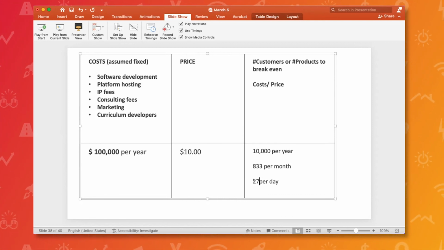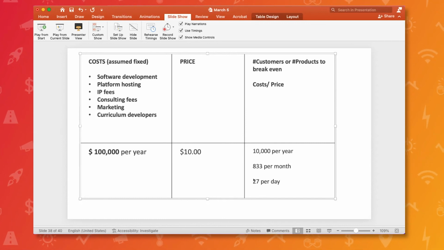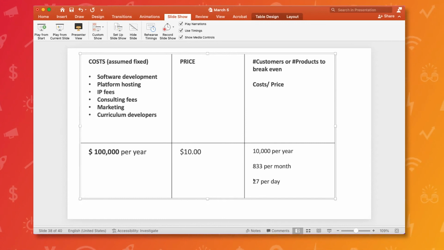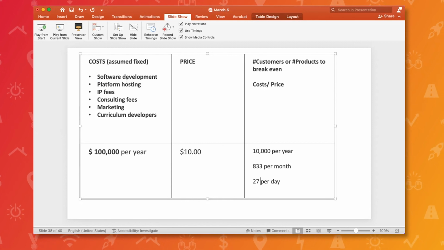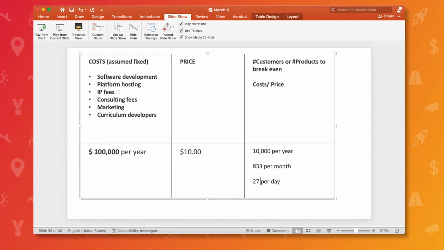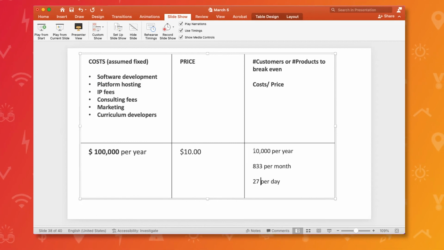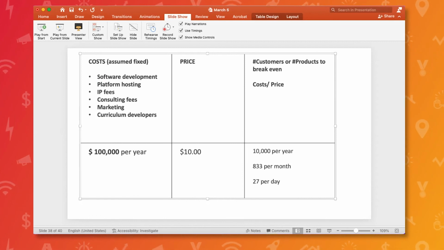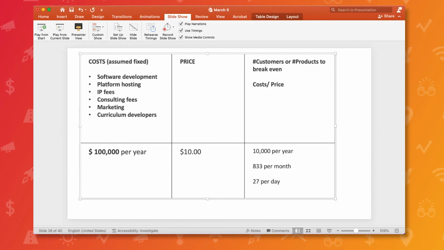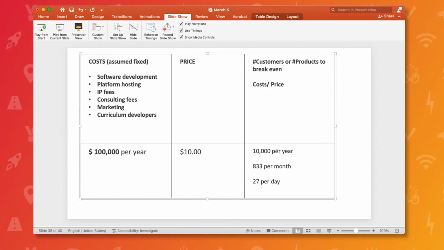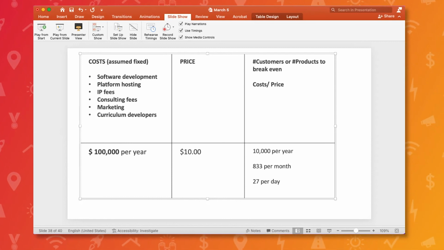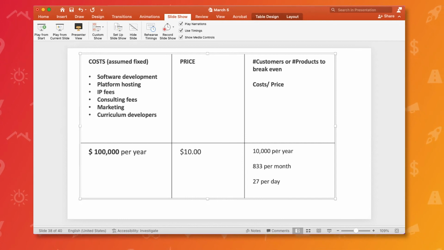This is how you break it down. We're just brainstorming about costs here. This is just an estimate, right? That's a minimum of what you would need. We're not talking about profit. We're talking about just the break even. And this is a way to do that.